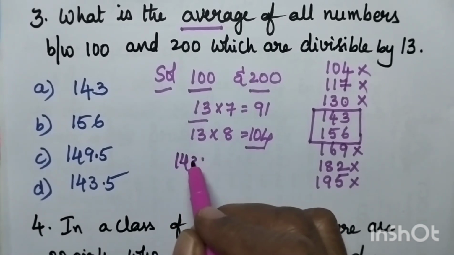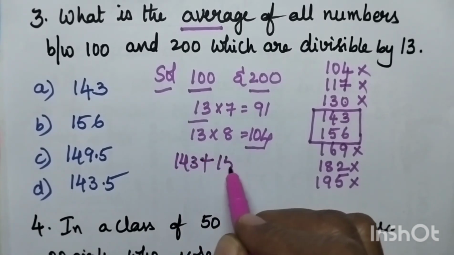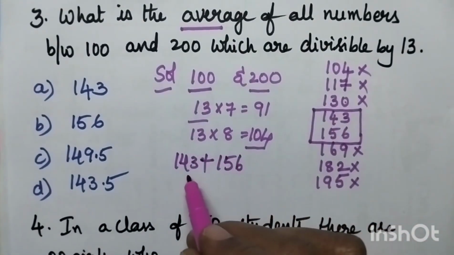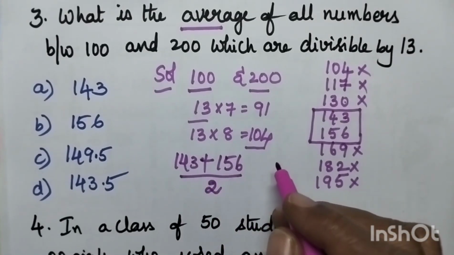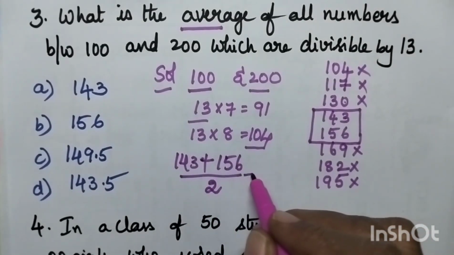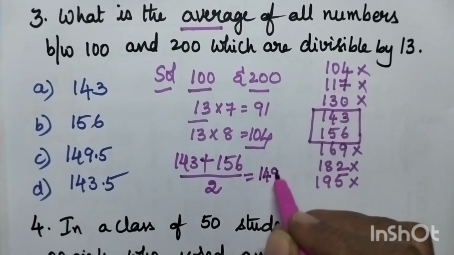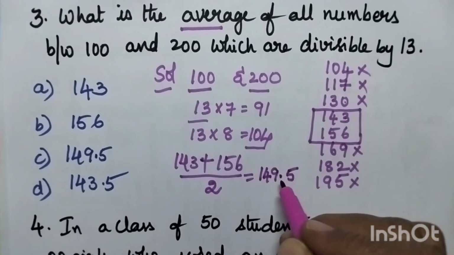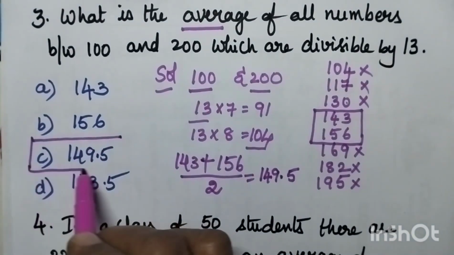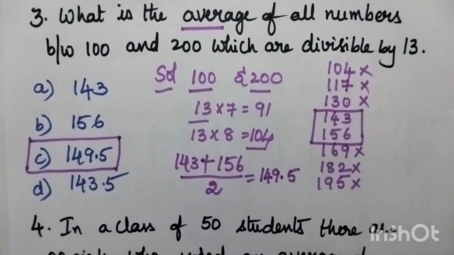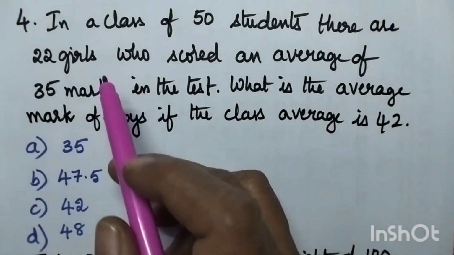So 143 plus 156 divided by 2. Hence it is equal to 149.5. Hence the right answer is option C, 149.5. Moving to the fourth question.